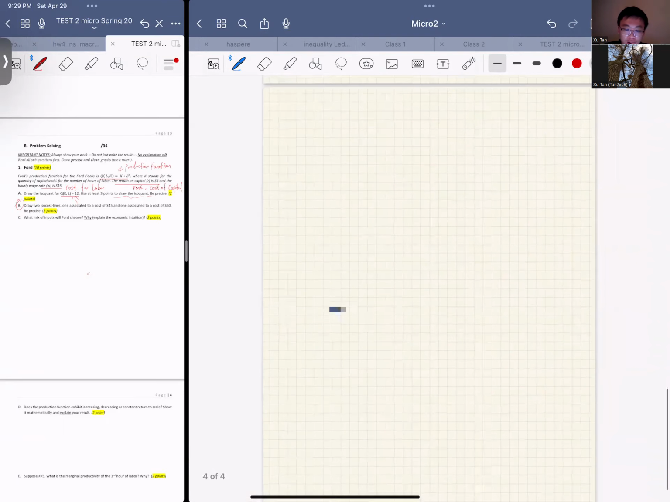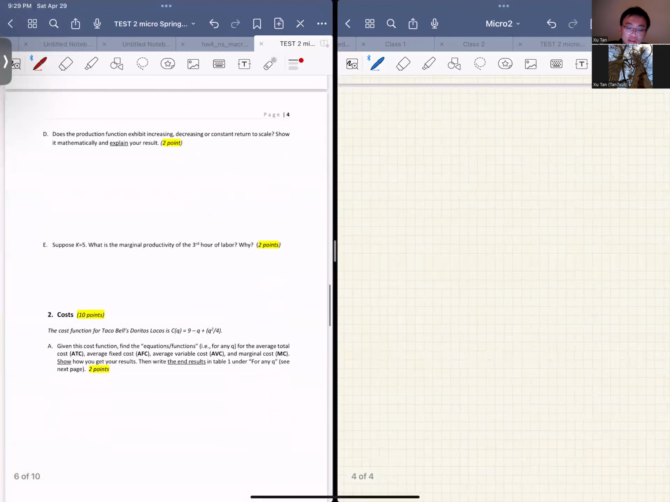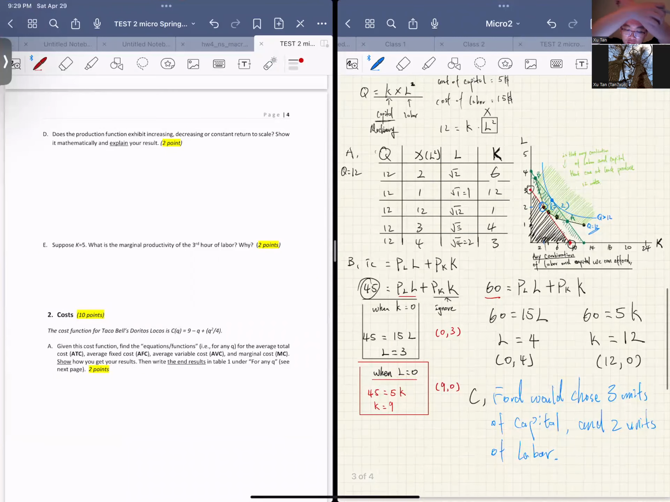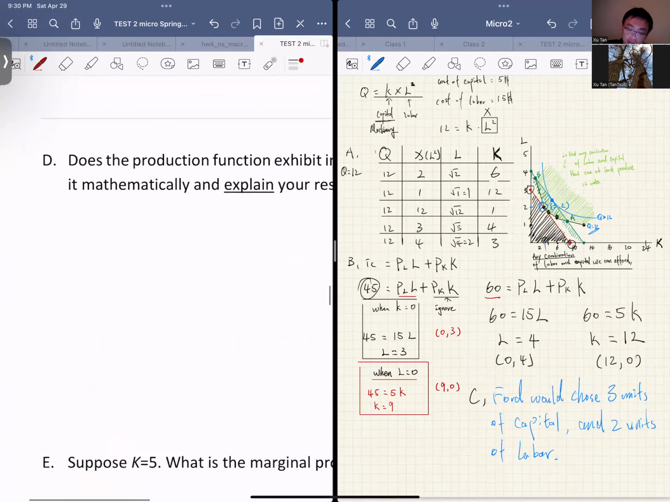Okay. D. Does the production function exhibit increasing, decreasing, or constant returns to scale? Show mathematically and explain your result. In this case, there are 3 cases, right? So let me do the first one, increasing returns.